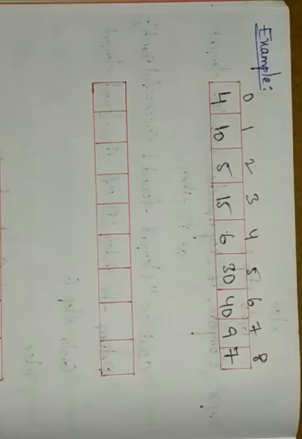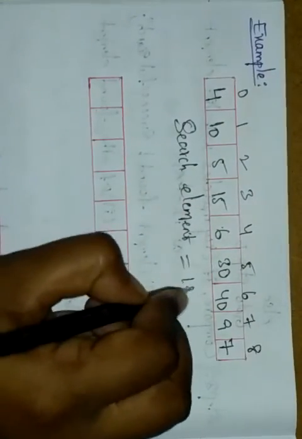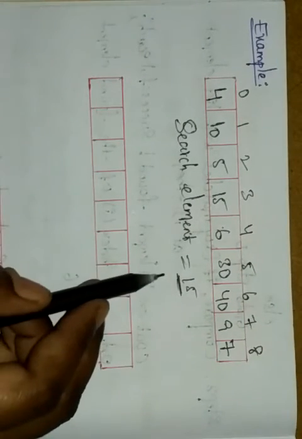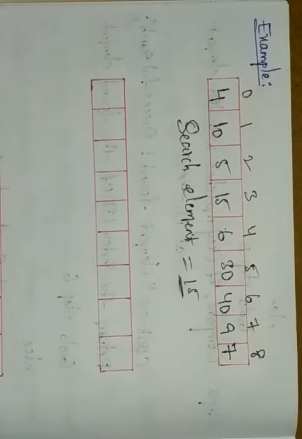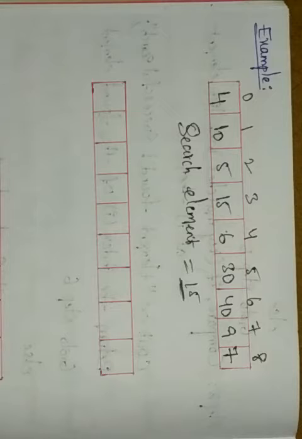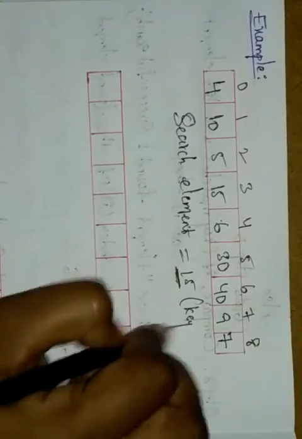Okay, so you can see here, I am choosing the search element equal to 15. And by the linear or sequential search, the algorithm starts from the first element. What is your first element? We have 4. And you compare it with your key element. So now 15 is the key element.